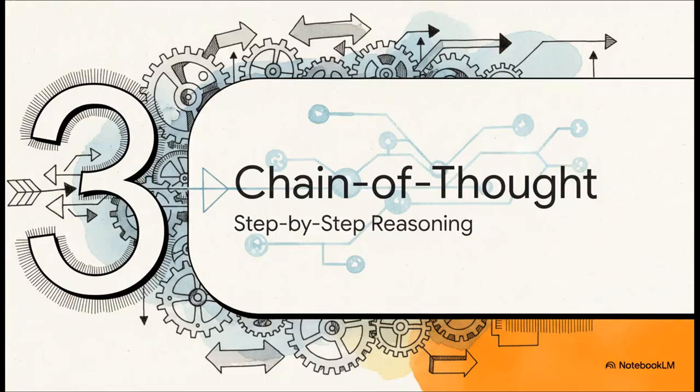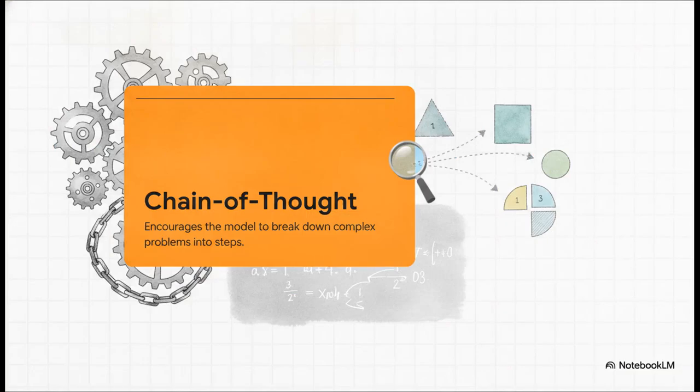Number 3, step-by-step chain of thought. Now we're getting into the heavy hitters. Let's talk logical reasoning. Chain of thought prompting is all about encouraging the model to break down complex problems into individual steps. It's honestly just like your grade school math teacher making you show your work. By forcing the model to essentially think out loud, you stop it from rushing into a wrong, hallucinated answer. It actually has to document its intermediate reasoning before it gets to a final conclusion.